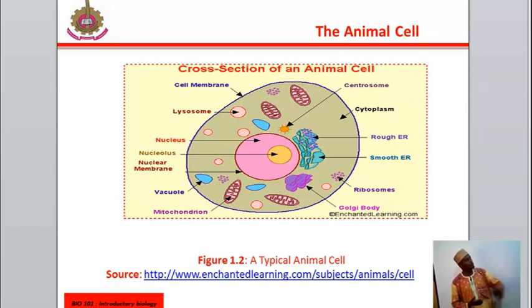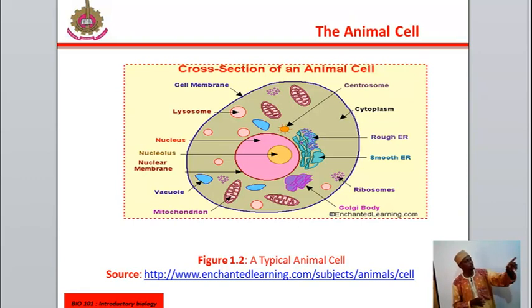The lysosome is also present here. The nucleus is also present here. The nucleus here, this is the nuclear membrane, this is the vacuole, mitochondria, ribosome, smooth endoplasmic reticulum, rough endoplasmic reticulum, cytoplasm, and the centrosome. These are the organelles that are found in an animal cell. In the animal cell, these organelles perform different functions.